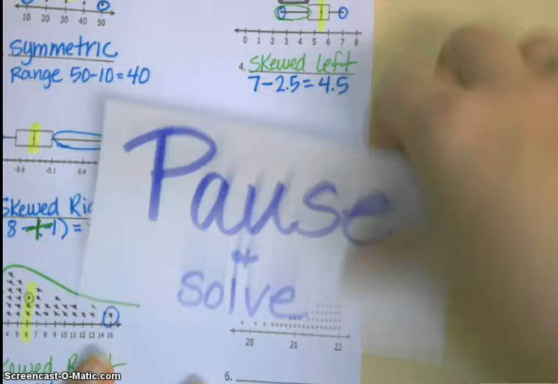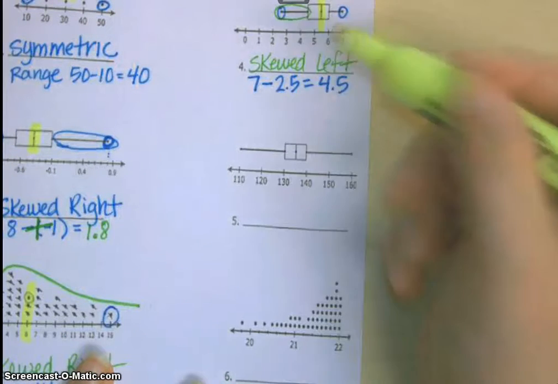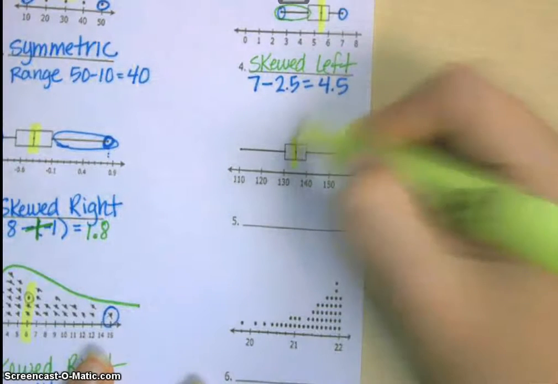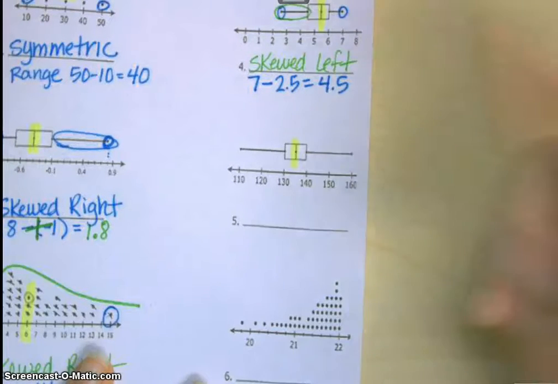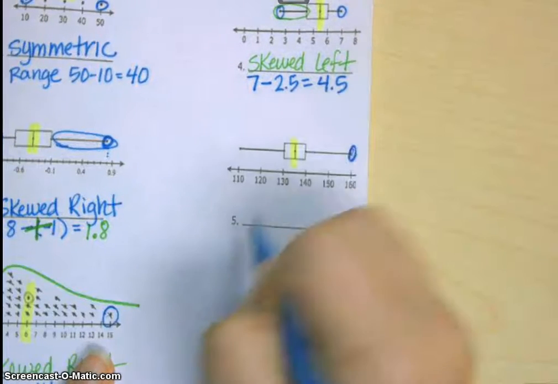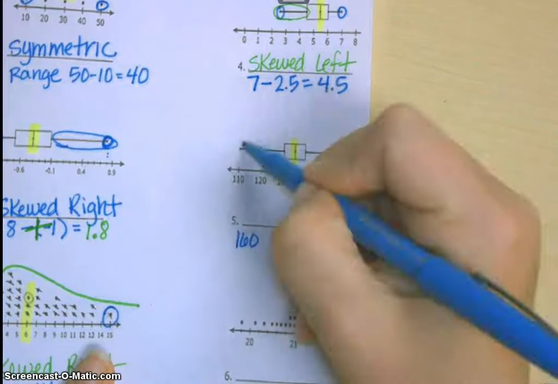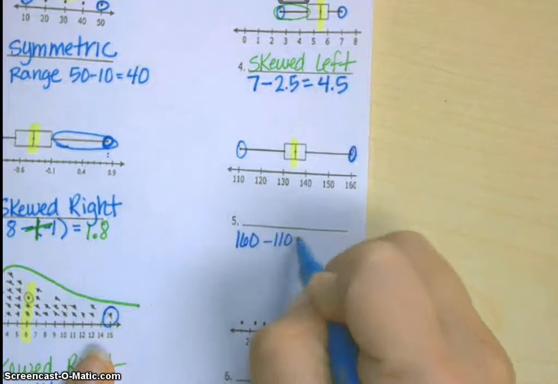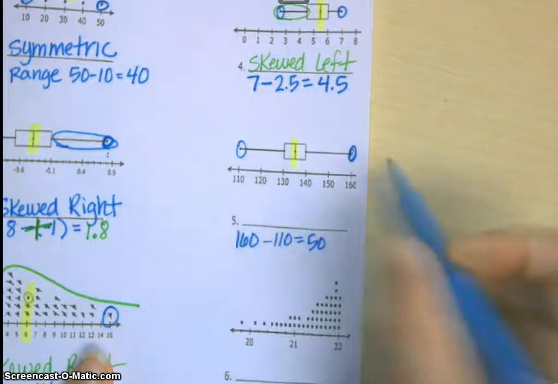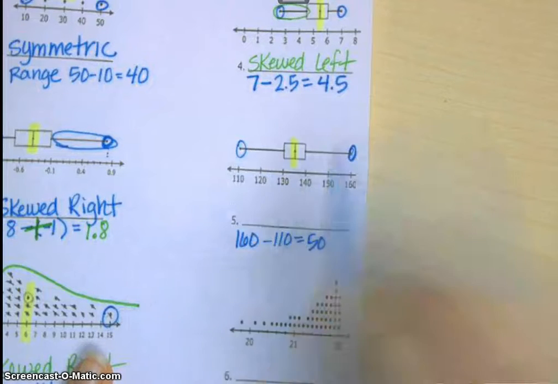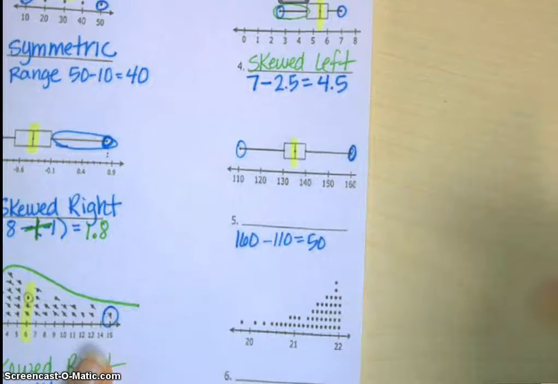All right. Hopefully you really did pause it. So our center right here would be 135.5. Our max would be 160. Our min would be 110. So when I subtract that, I get a 50. So if it's a 50-point spread here, now we have to decide what we think about the shape.